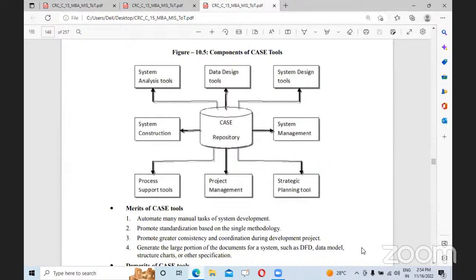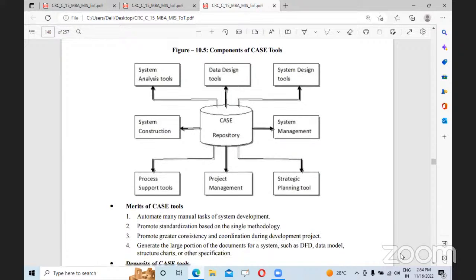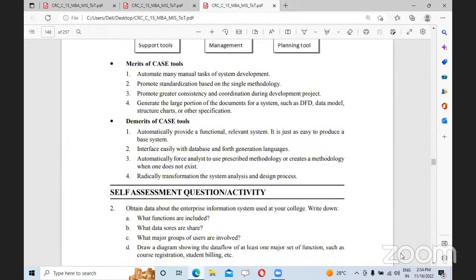And these are the components of CASE tools. This is a flowchart diagram. And what are the different merits and demerits of CASE tools? Automate many manual tasks of the system development, promote standardization based on a single methodology, promote greater consistency and coordination during development projects, generate a large portion of the documents for the system such as DFD, data model, and structured charts and other specifications.